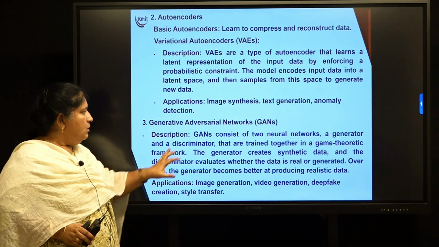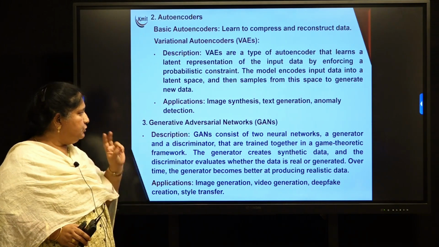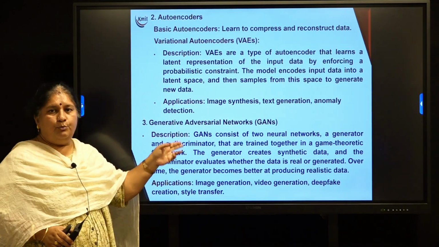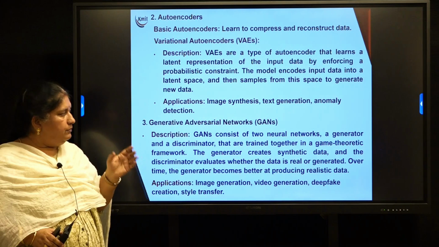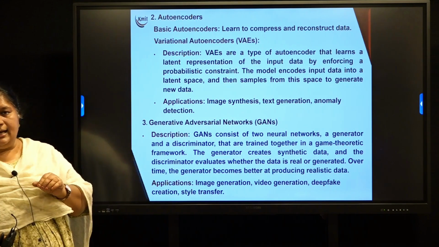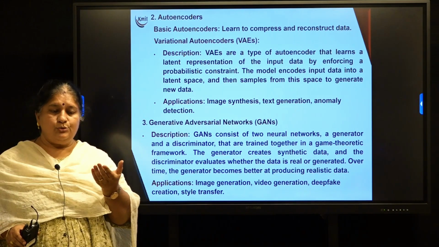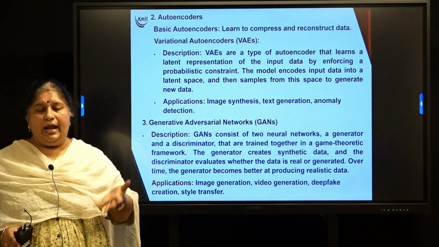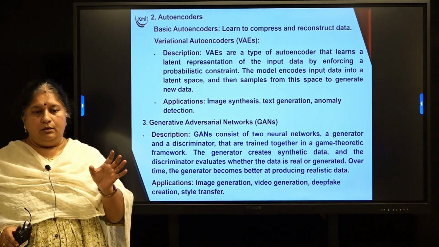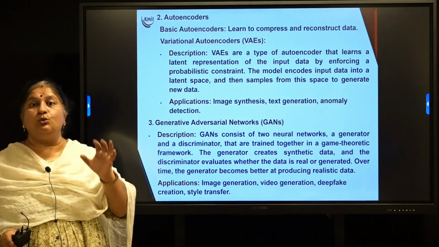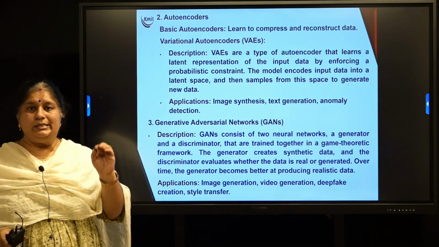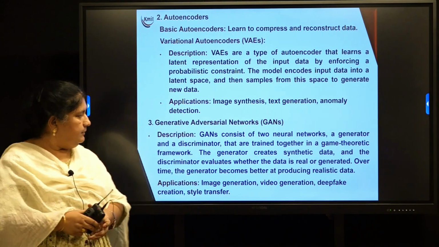Then GANs, what are they trying to do? They work with two types of neural networks. One is the generator, the other is the discriminator, and both are trained just like a game theory framework. The generator creates the synthetic data. The discriminator tries to evaluate the generated data. At one point, the discriminator should feel as if the generated data is the original one, not synthetic data. So you are trying to reduce the difference between the synthetic data and the natural content.